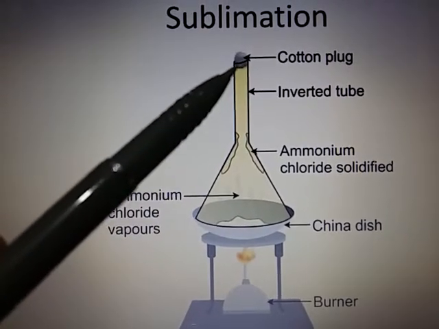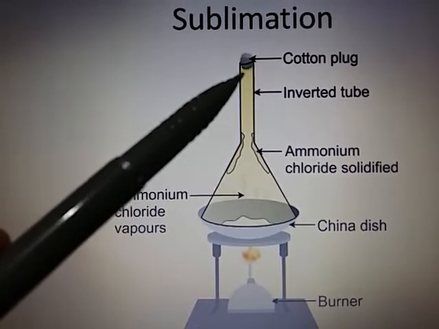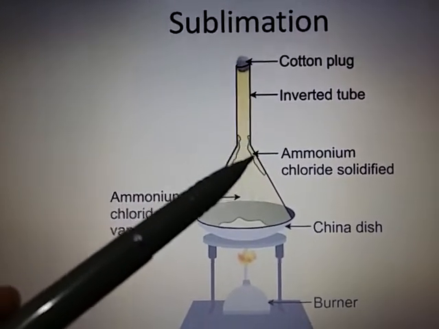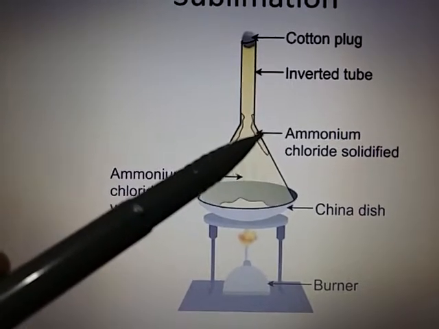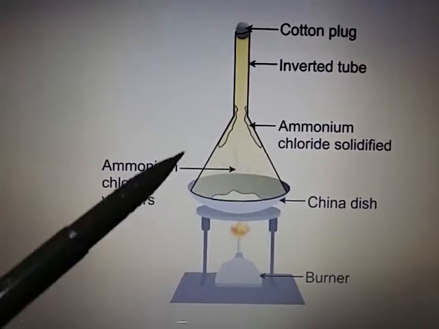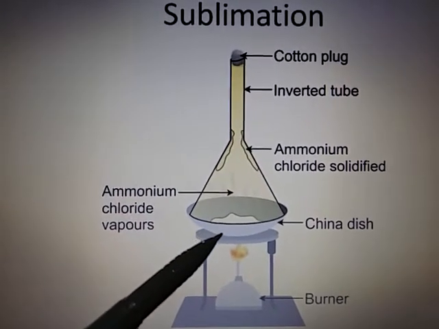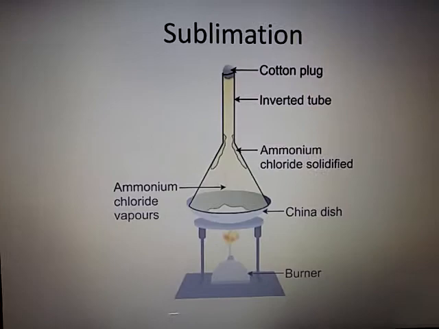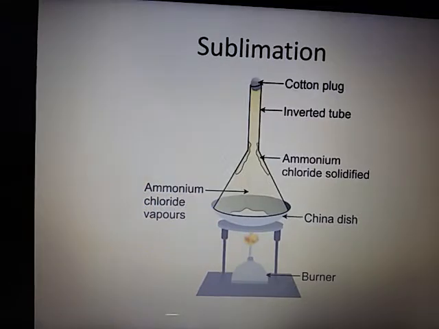Why this cotton plug? This cotton plug is used to prevent the vapors from escaping. Okay, so these vapors cool and condense on this stem of the funnel, and then they are collected in the solidified form. Okay, so in this way, and what is left behind here? Yes, the other component, the common salt, right? So this method can be used to separate a sublimable substance from non-sublimable substances, right?